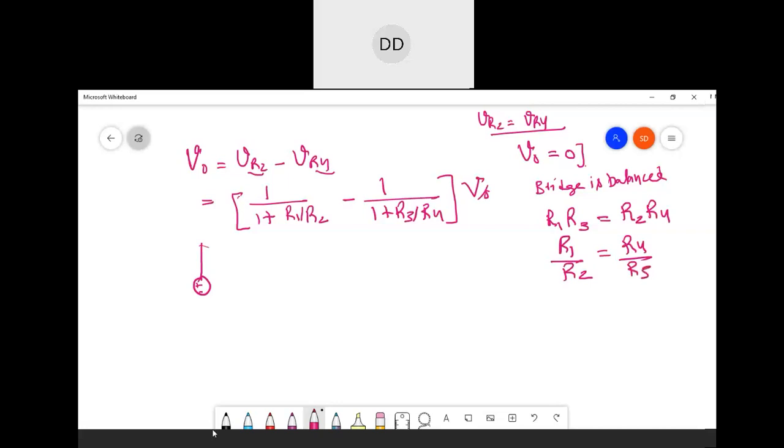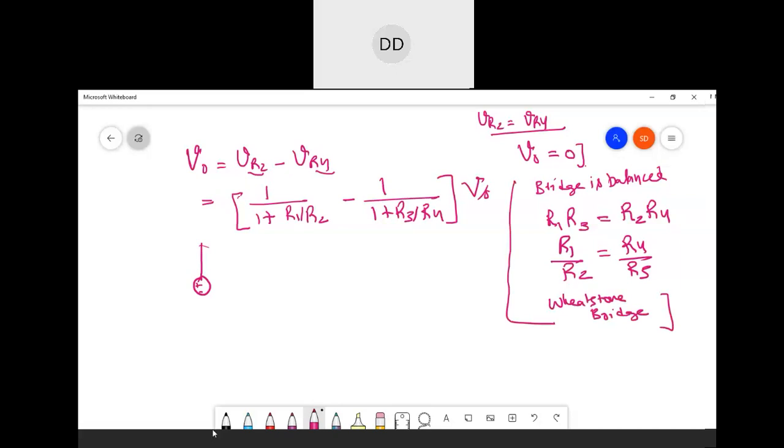So this is the condition when the bridge is balanced, and this is more predominantly the Wheatstone bridge, which we have seen in your 12th class. This is the Wheatstone bridge arrangement that is employed in measuring resistances, here with a voltage divider network. So this is an important concept. Now let's do one problem and wind up for today.